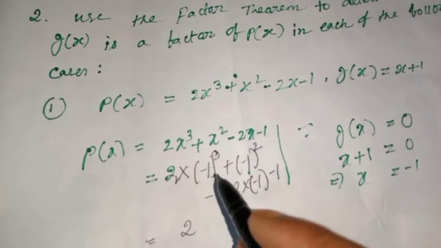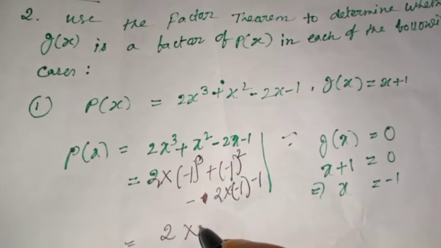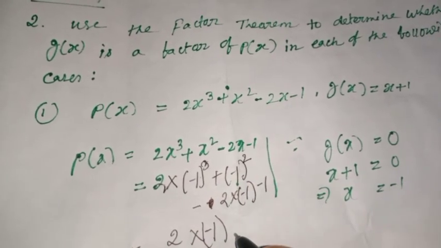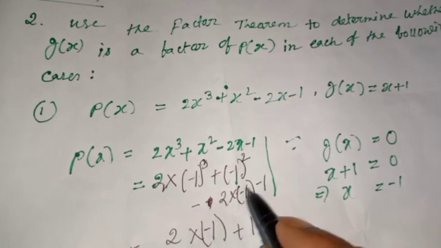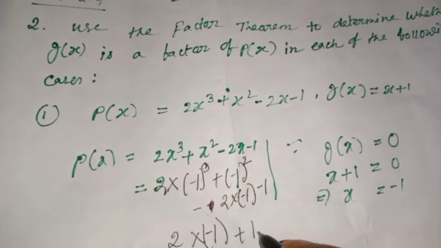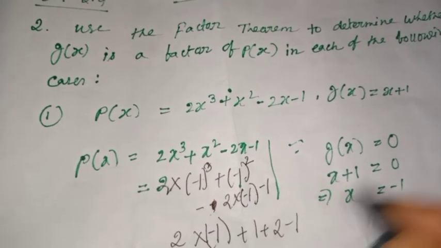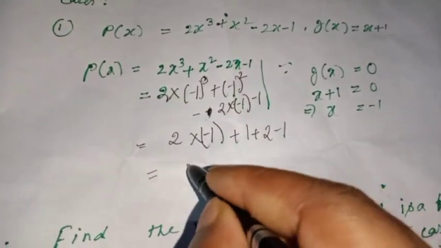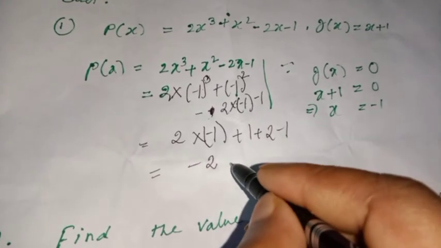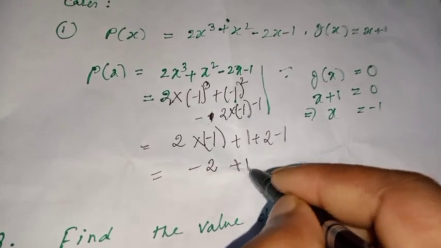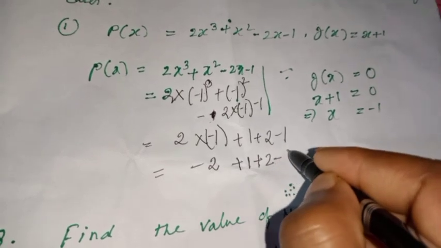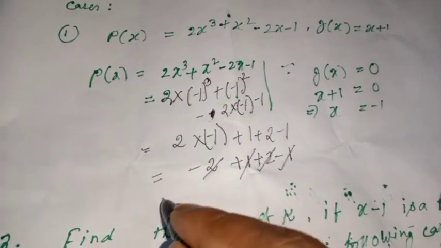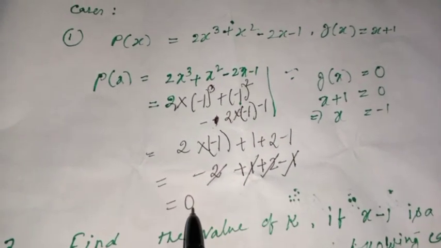Minus 1 cube means what? Minus 1 multiplied 3 times. Then you will take again minus 1. Next, minus 1 square is minus 1 into minus 1, plus 1. And here minus 2 into minus 1 is plus 2. And what is left? Minus 1. Next, 2 into minus 1 is minus 2. Then plus 1, plus 2, again minus 1. Minus 1 plus 1 cancel, minus 2 plus 2 cancel. What is left? 0. That means you are getting the remainder 0.